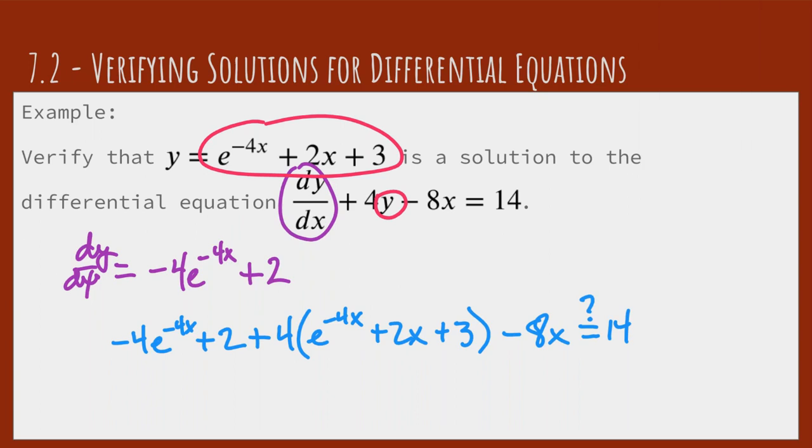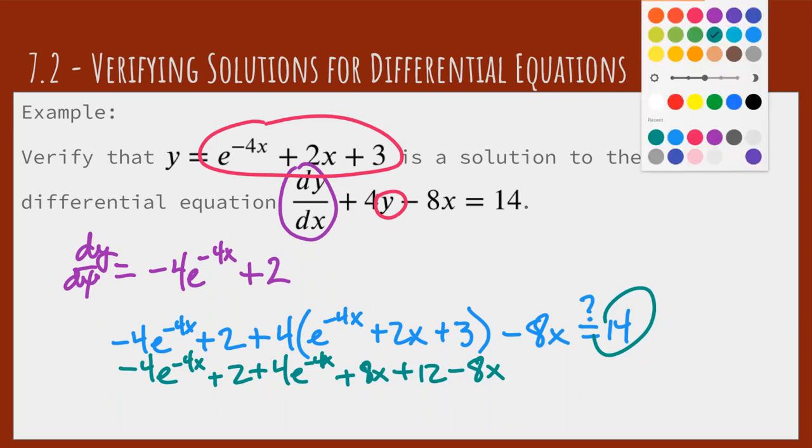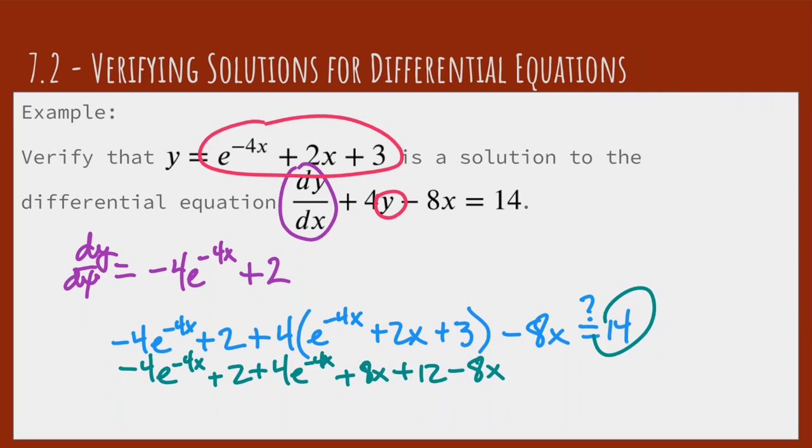So I think it's kind of obvious. The first thing we're going to do here is distribute. So everything else will stay the same. Negative 4e to the negative 4x plus 2, plus 4e to the negative 4x plus 8x plus 12, minus 8x, and I'm not even going to worry about the 14 right now. We know the right side of this equation is 14. We'll just leave that alone. We won't touch that. And we're going to have some simplifying to do here.